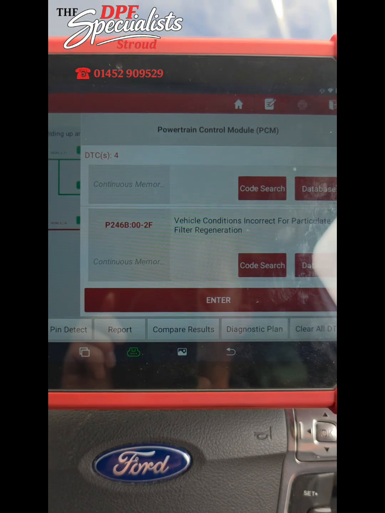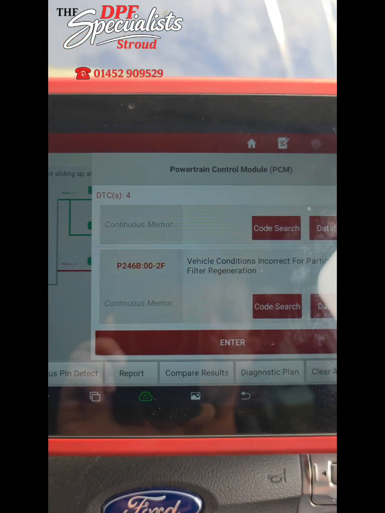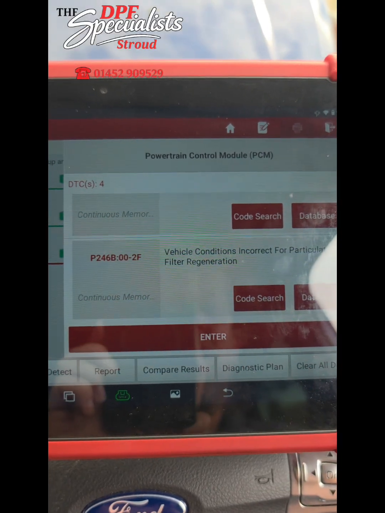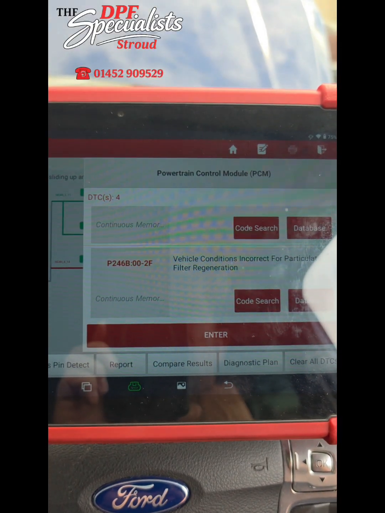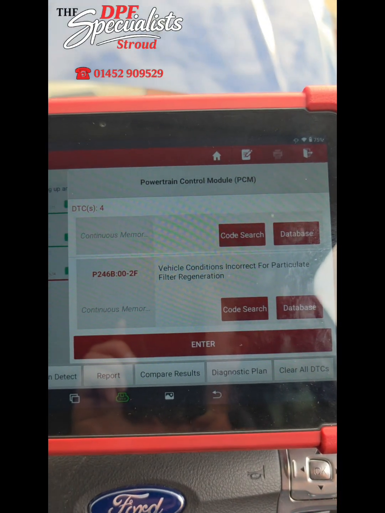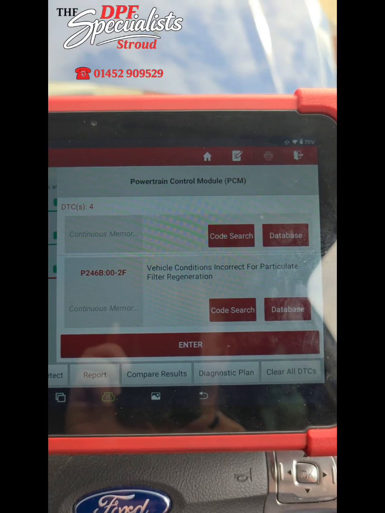Now, Fords are renowned for having issues with their fuel vaporizer. I haven't actually got one with me today, so I've spoken to the client. We're going to get him booked back in for tomorrow, and then come back up and do the rest of the job for him. But I'm going to carry on with the assessment and show you a few things along the way.